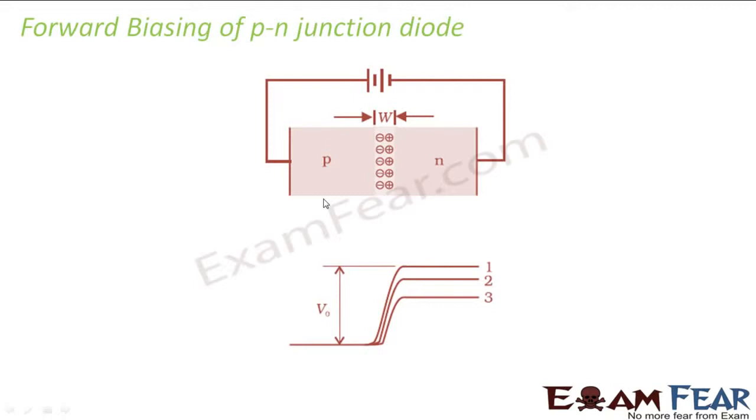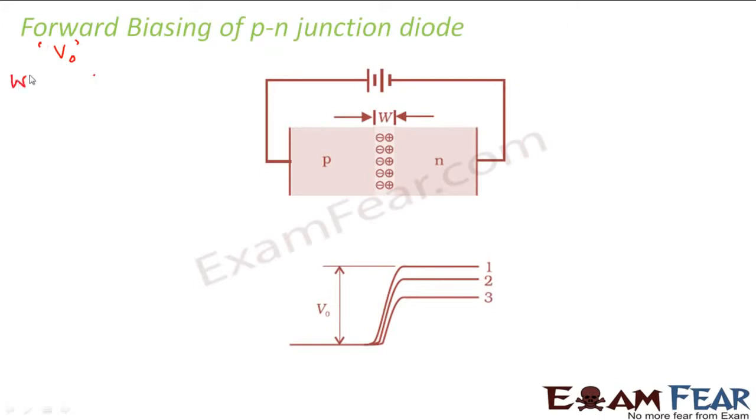Let us suppose before biasing the diode, when no external voltage was applied across the diode, there was a potential difference between the P side and the N side, and that potential difference was known as the barrier potential. Let me denote that as V0, or we also call that barrier height. So let me call that V0, right?